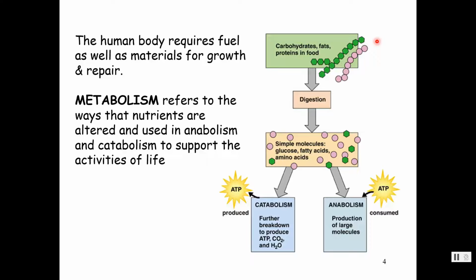Okay, so we just finished off digestion. And so we know that the body requires fuel as well as materials for growth. We break down our food products through digestion, and then we get those simple monomer units that are going to be absorbed into those capillary beds and those lacteals in the submucosa of the digestive tract. We talked about that in the last lectures. Once the cells absorb these simple molecules, the cell has two ways that it can go. It's going to metabolize these simple molecules. That term metabolism refers to basically all the ways that nutrients are going to be altered. And there are two sides to it.